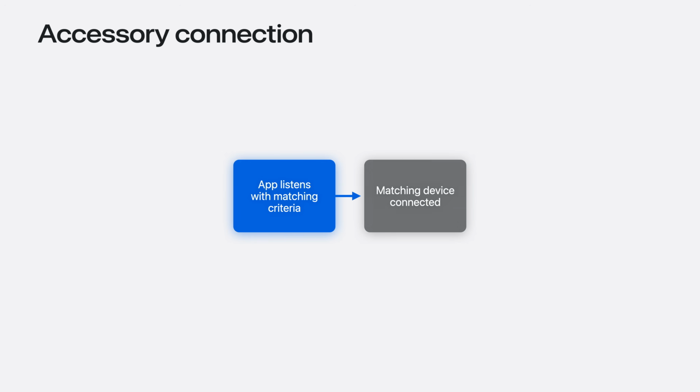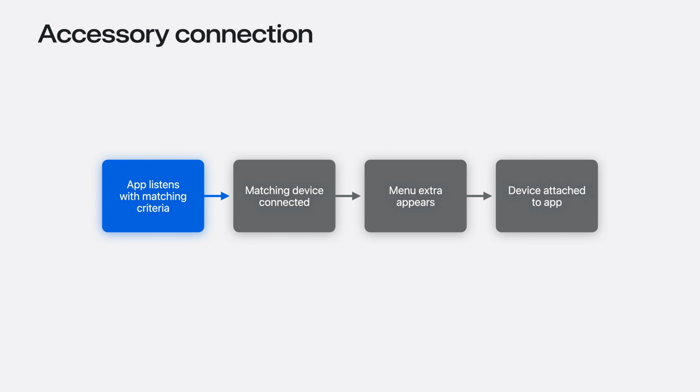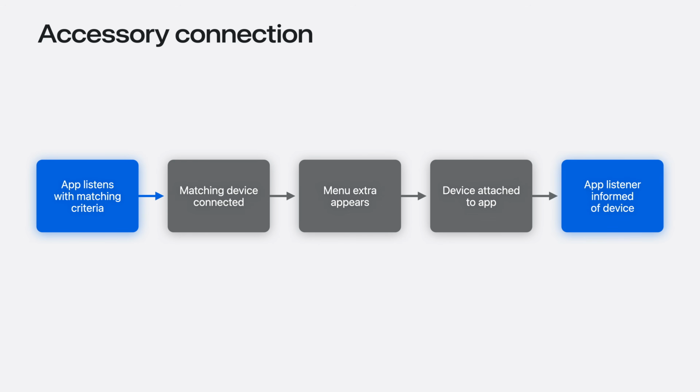To use Accessory Access, your app registers a listener with matching criteria describing the types of devices it is interested in. You can filter by device class and subclass, vendor ID and product ID, or other criteria. When a matching device is connected to the Mac, the Accessory Access menu extra appears. From here, someone can decide to attach the device to your app. If the device is attached to your app, your app's listener object will be notified of the newly attached device.